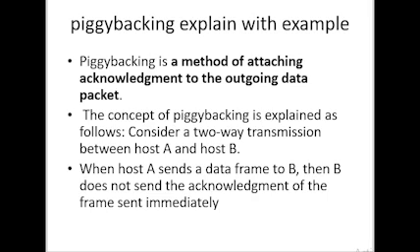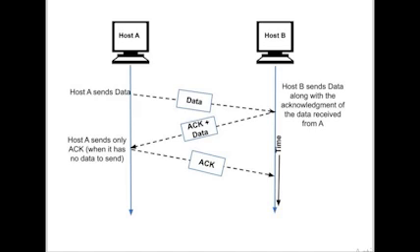Consider two-way transmission between host A and host B. When host A sends data to B, B does not send the acknowledgement of the received frame immediately. For example, data is sent from host A to host B, and B receives the data. At the same time, B adds the acknowledgement to its own data for host A. This happens on every transmission in piggybacking.